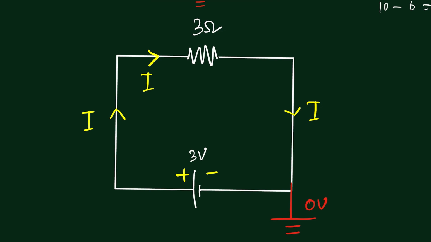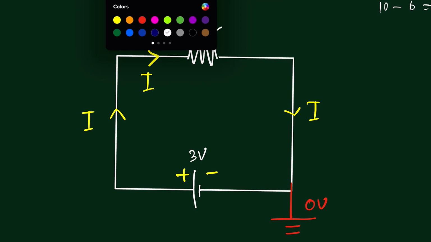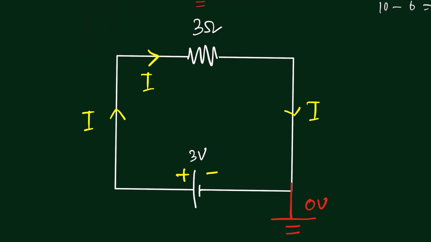Okay. Connect the ground on the negative side of the battery. Wherever you connect the ground, that becomes 0 volt. The ground here is in touch with this wire, right? The whole wire becomes 0 volt. So that is 0 volt.